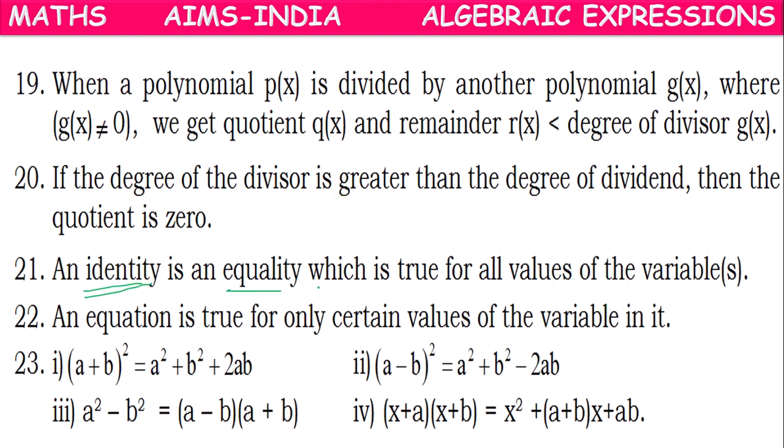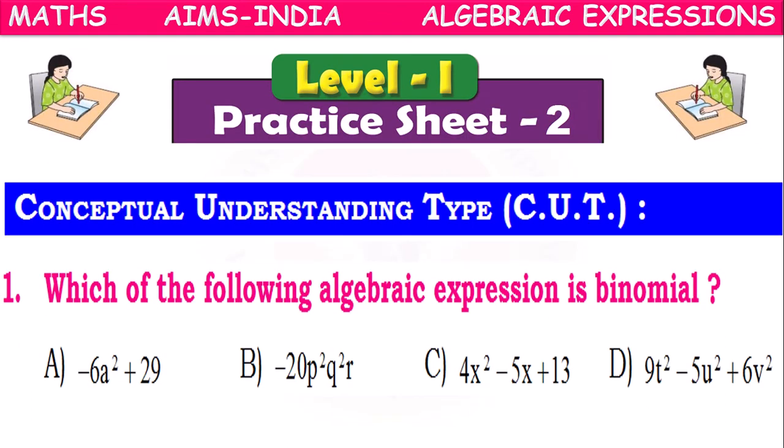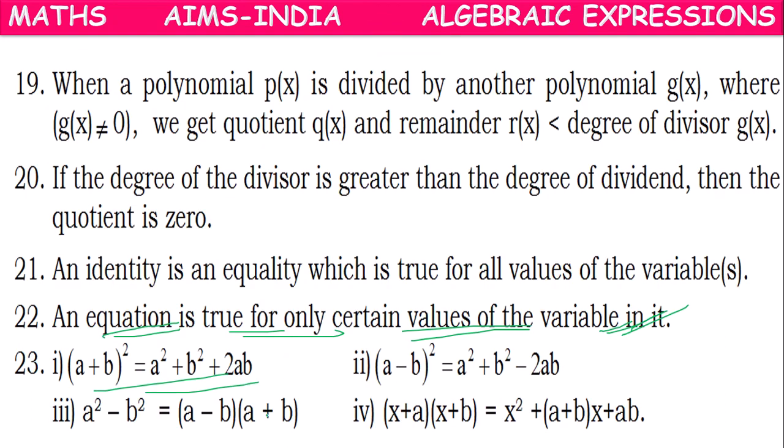So an identity means an equality which is true for all values of variables. An equation is true for only some values of variables. And these are examples of identities. But we have to remember all the identities which we have already discussed. Only some identities are mentioned here.